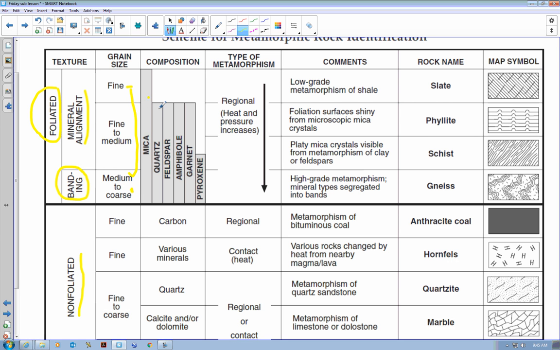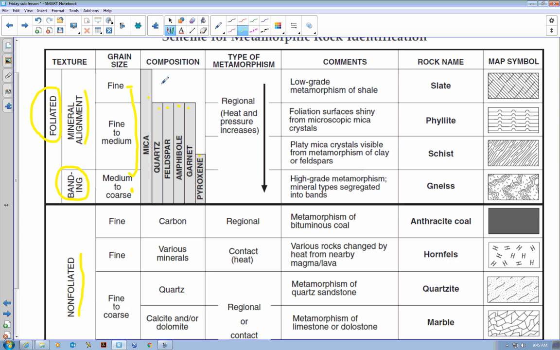These composition bars show us the kind of minerals that we find in them. For example, mica. This is that very flat sheet-like mineral that can be either clear or black. We find that in pretty much all metamorphic rocks, and for that matter, we find it in many, many igneous rocks too. Quartz, however, tends to only be in the medium to coarse.